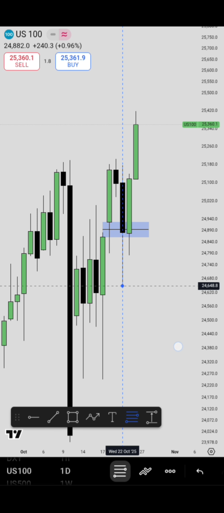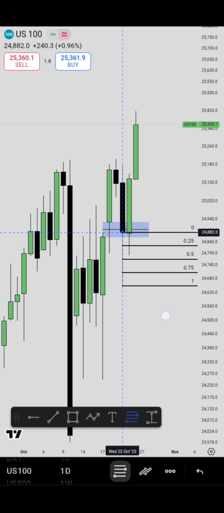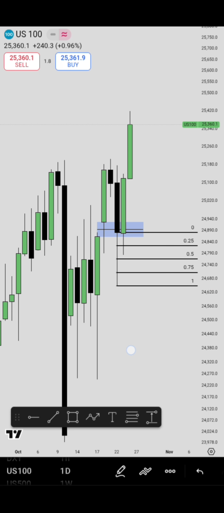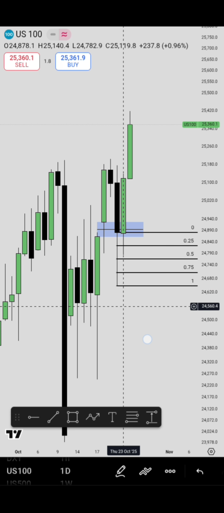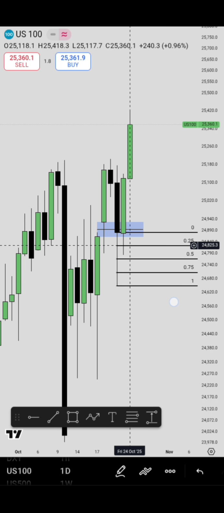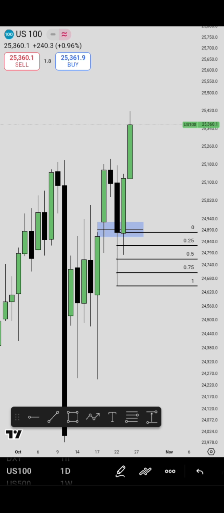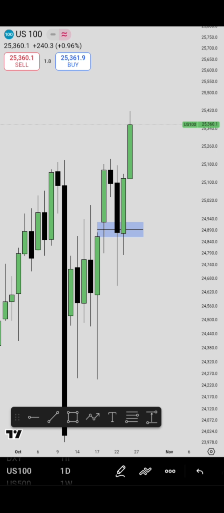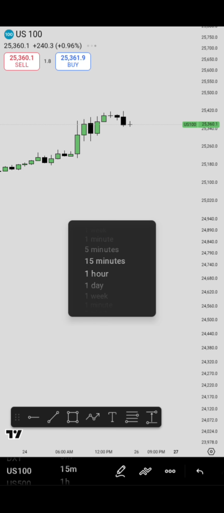And again, ICT in his recent videos and teachings has been talking about quadrant levels and all that. So this very week is a discount week, and we'll see how we fail to get to the consequent encroachment of this week, the 0.5 level. So that's a very good sign. Let me just take this off. So, heading to the 15 minutes time frame.